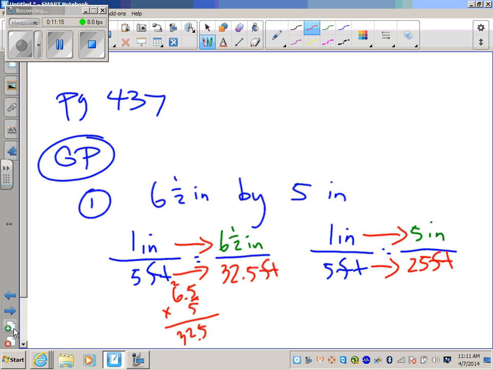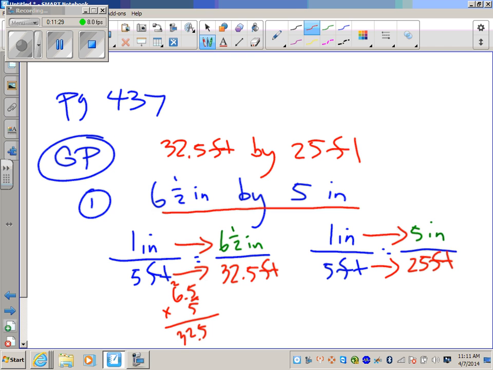Okay. So now, if in the drawing it was 6.5 inches by 5 inches, the actual is going to be 32.5 feet by 25 feet. Okay. Real quick, why don't you just do number 5 on page 438. Do number 5 on 438.